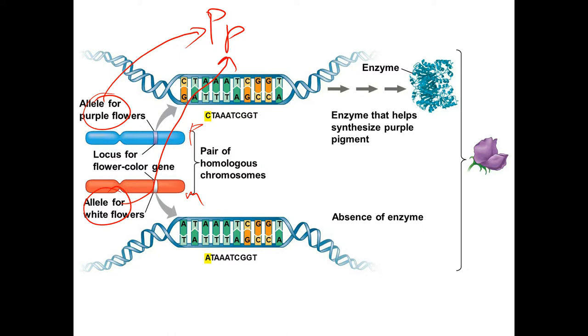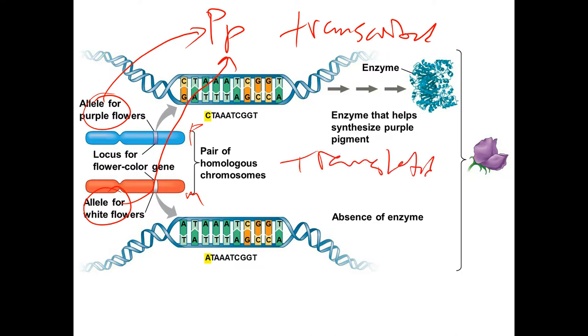So let's look at the genetics behind this. What does this actually mean? That means for this particular gene, the gene for purple flowers, when it is transcribed and then translated into a protein, an enzyme, this enzyme is involved in synthesizing the purple pigment that you see in the flower petals. Now, the white flower gene does not encode for an enzyme. It's not produced. So this is why you see no pigmentation.